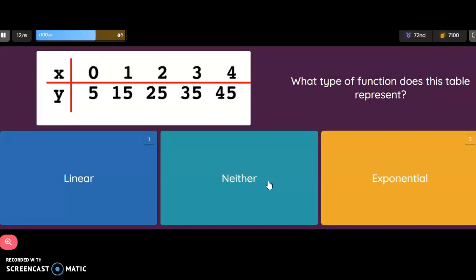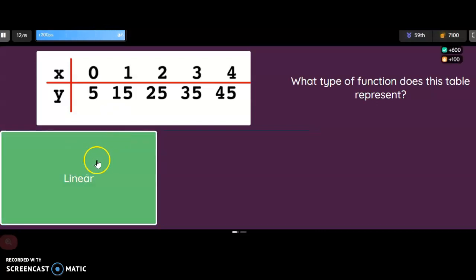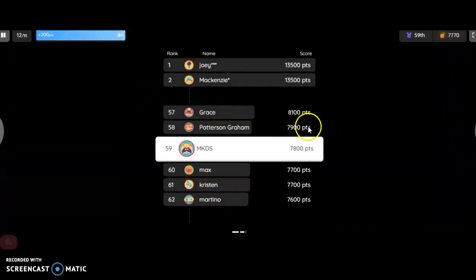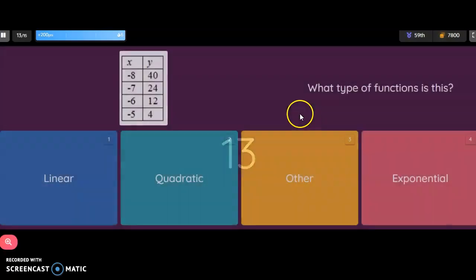Alright, what type of function does this table represent? So let's take a look at our y's again. And it looks like we are increasing by 5. And then 15 to 25 is, oh, that'd be 10 and 10 and 10 and 10. So if that's increasing, I believe it's going to be linear. If it was multiplying, it would be exponential.